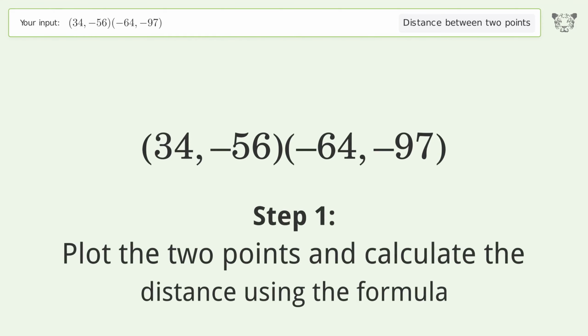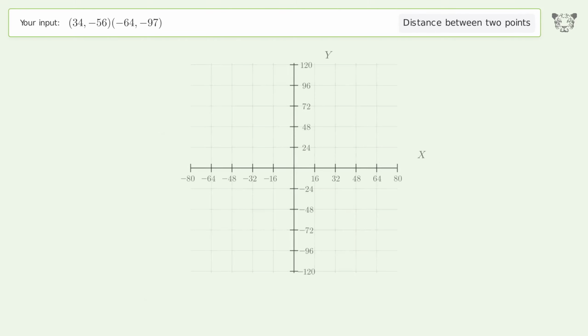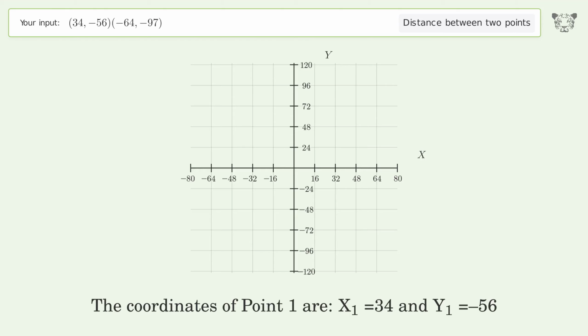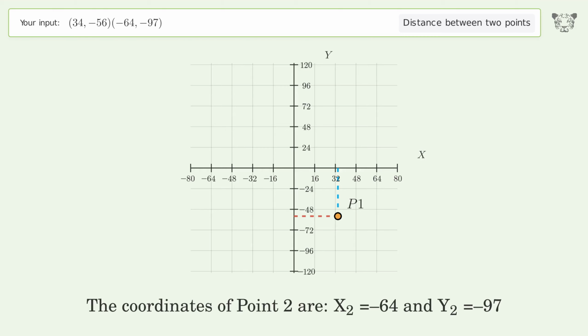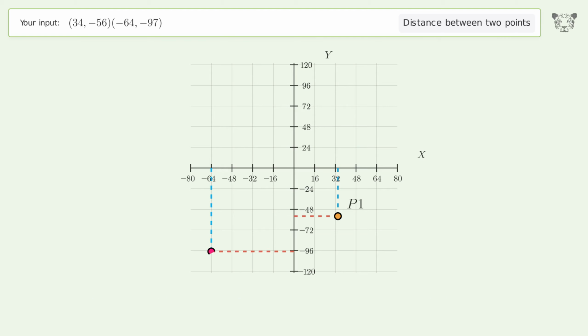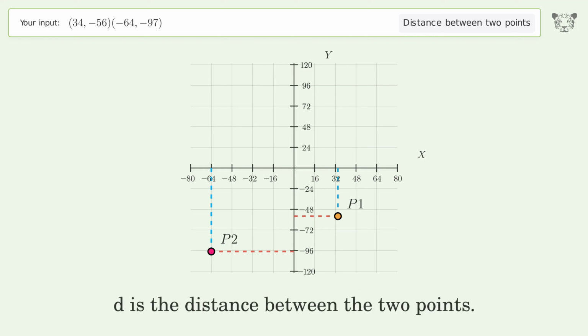Plot the 2 points and calculate the distance using the formula. The coordinates of point 1 are, x1 equals 34 and y1 equals negative 56. The coordinates of point 2 are, x2 equals negative 64 and y2 equals negative 97. D is the distance between the 2 points.